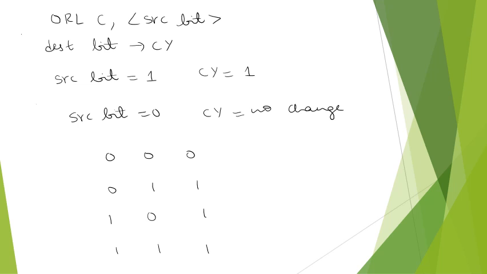So if the first bit is the source bit and the second is the carry bit, then when source bit is 1, that is the last two combinations, then the carry bit is 1, that is, the carry flag is set since the result is 1. And if source bit is 0, then the carry flag remains unchanged because the result is same as the carry bit.